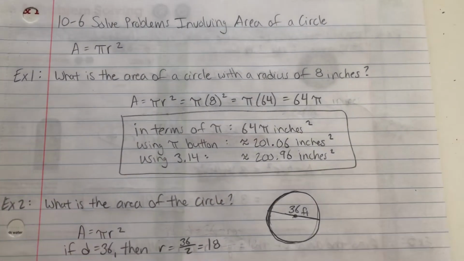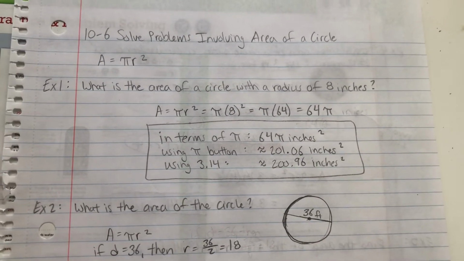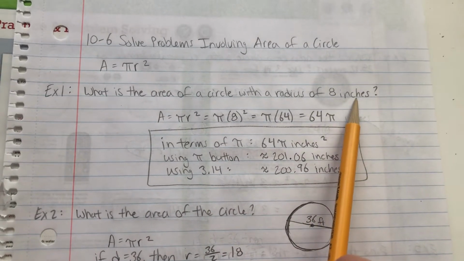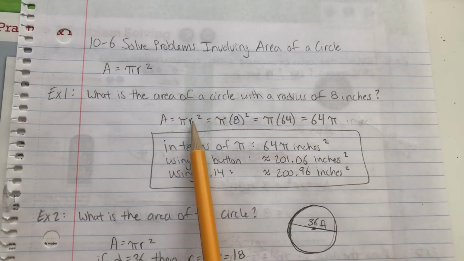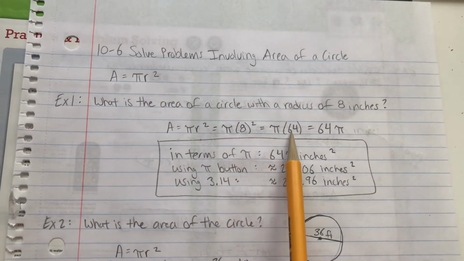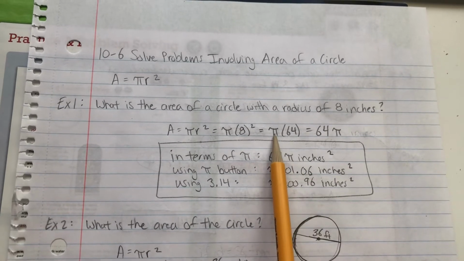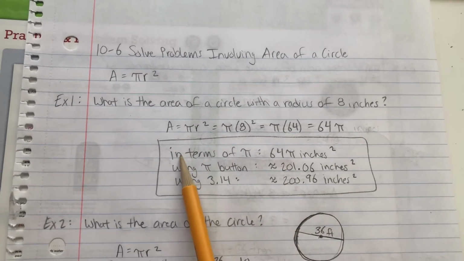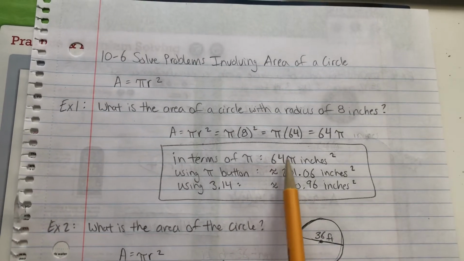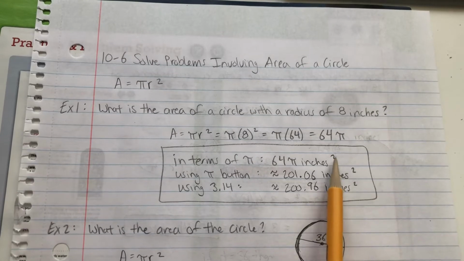So taking a look at example 1, this is starting off very basic. We are looking at the area formula, and we want to find the area of a circle with a radius of 8 inches. We simply replace r with 8. 8 squared is 64. 8 times 8 is 64, and then we multiply that by pi. Okay, so if they want us to leave the answer in terms of pi, we just write it as 64 pi inches squared. Area is a square unit, so don't forget your inches squared.